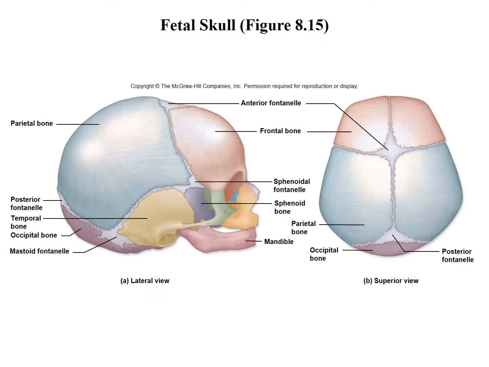We can see from the superior view and the lateral view that there is more than one fontanelle. The main one is going to be the anterior fontanelle. That's the one that we see most often and we pay attention to. The next one would be the posterior fontanelle, but there are smaller fontanelles off to the side that we see, the sphenoidal fontanelle as well as the mastoid fontanelle.